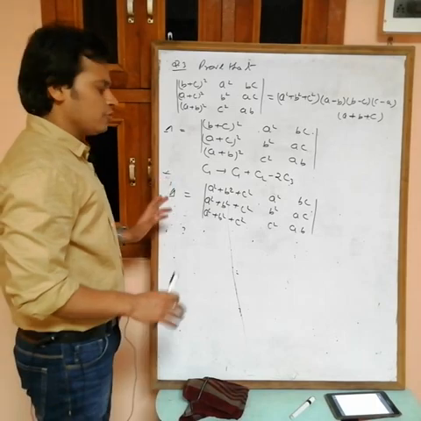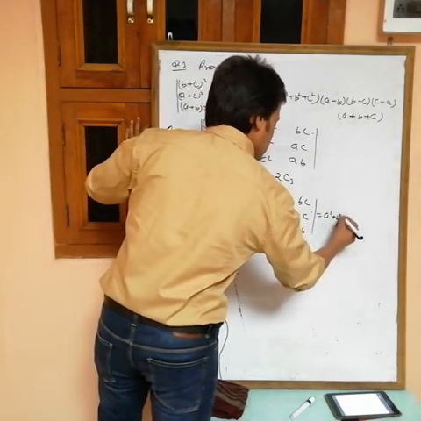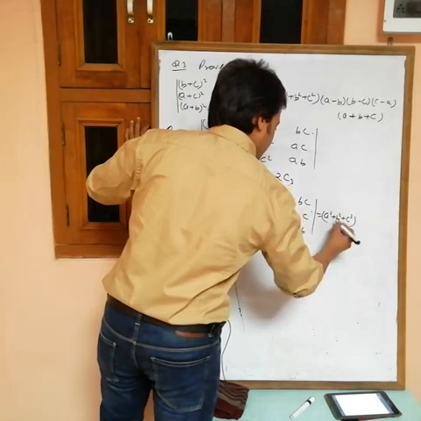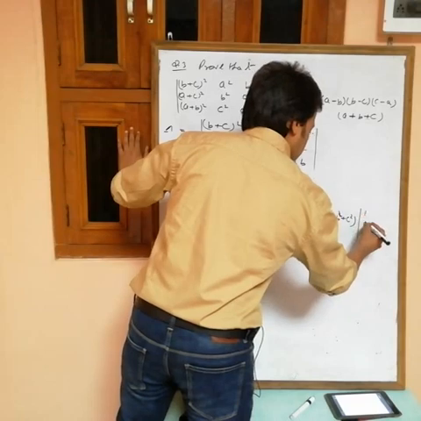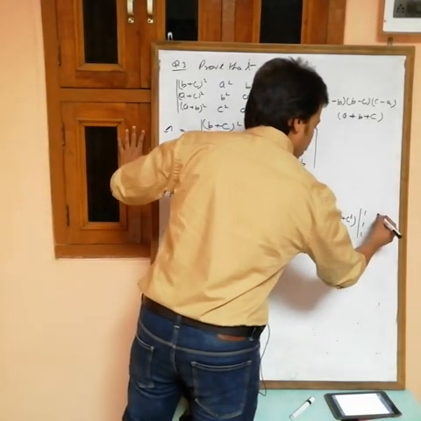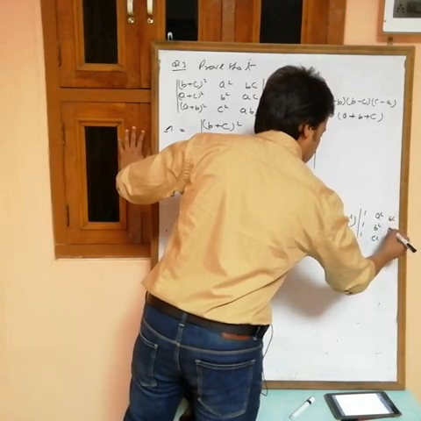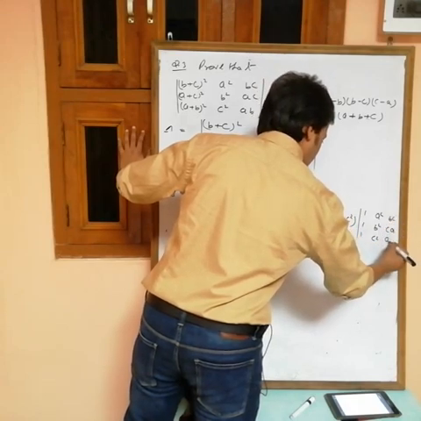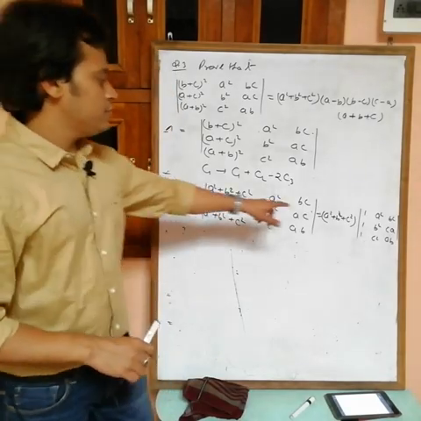Now in this one I can take common a square plus b square plus c square from C1. Then what are we getting? We are getting a determinant with 1, 1, 1 in the first row, then a square, b square, c square, and bc, ca and ab. Now this part is complete.